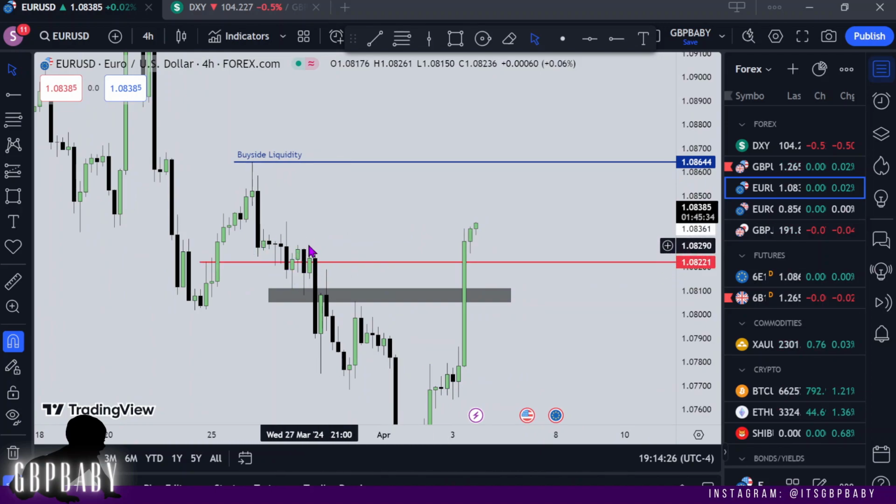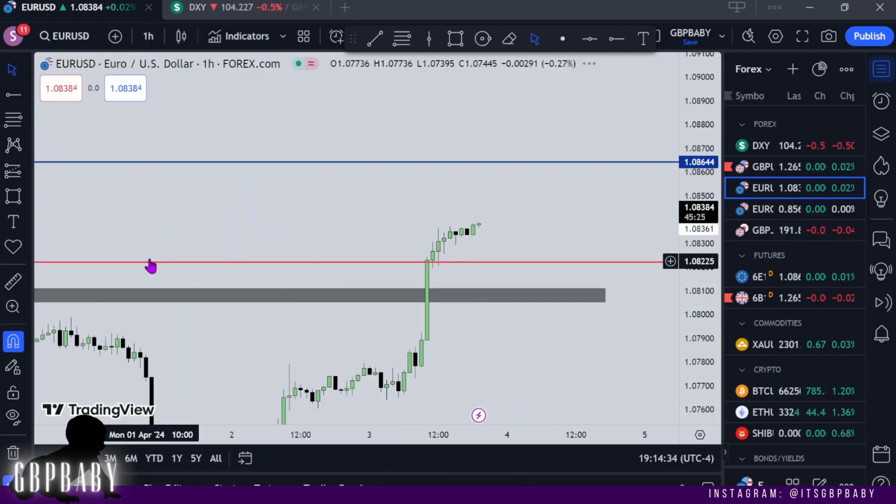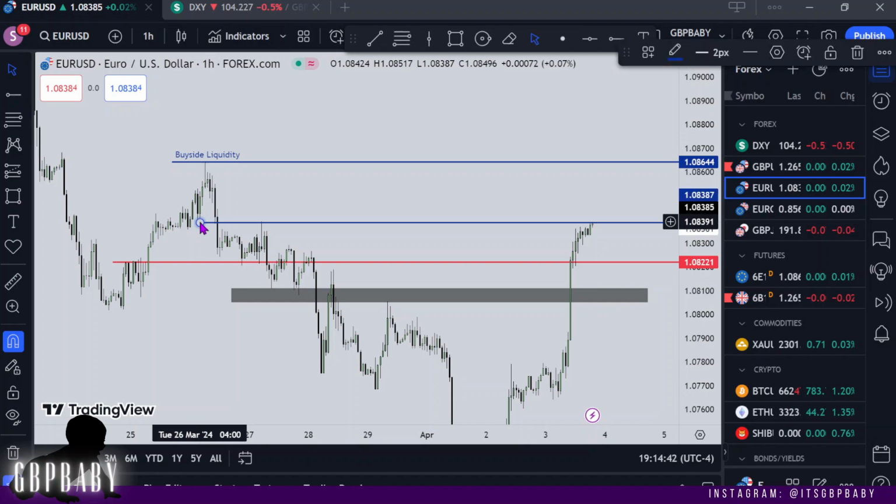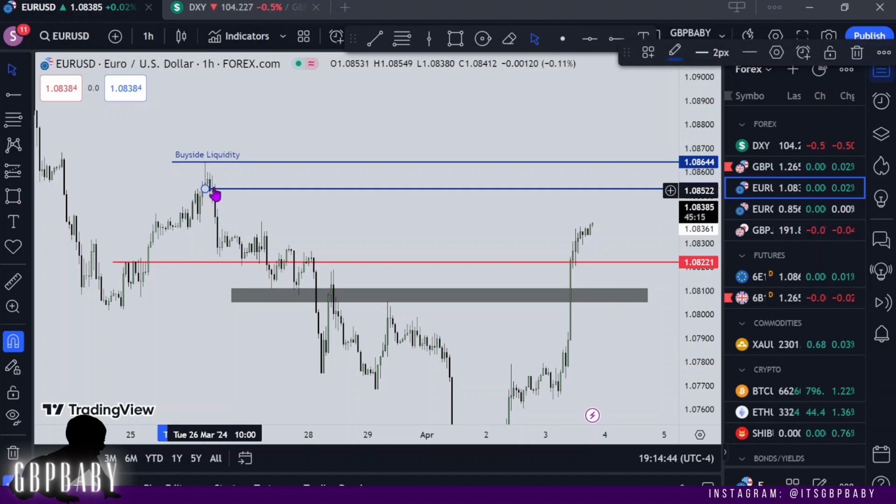But like I was saying, price should reach some kind of buy-side liquidity before we start thinking about any kind of deep retracements. So we obviously have this range that we may fill first. So we could look at this bearish order block right up here. Price may want to fill that, and then we get some kind of retracement.